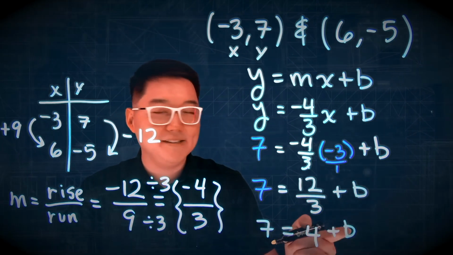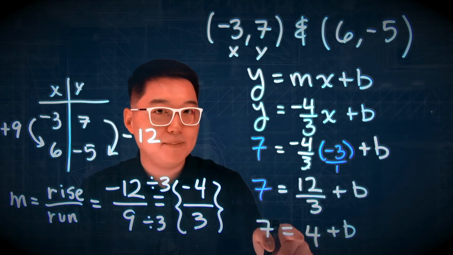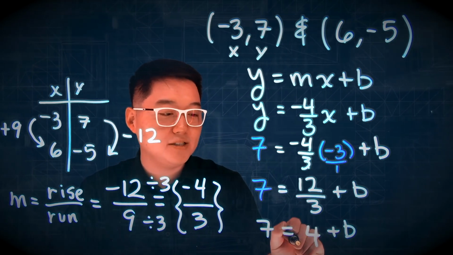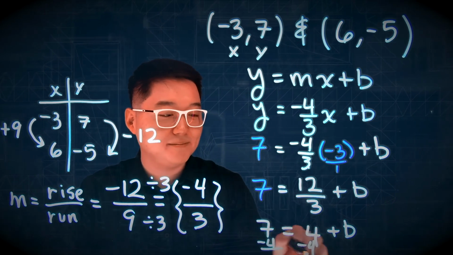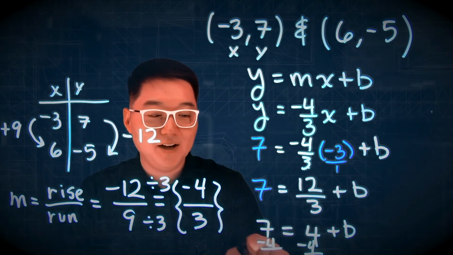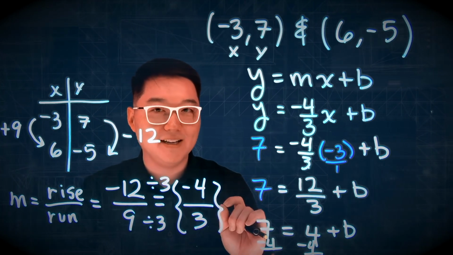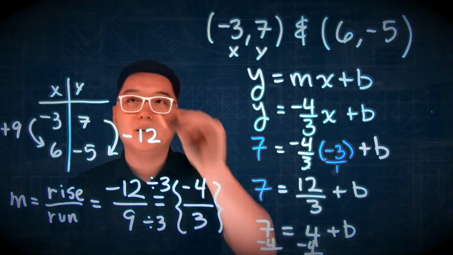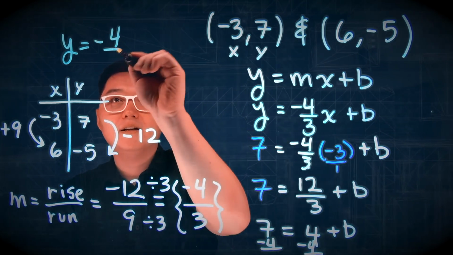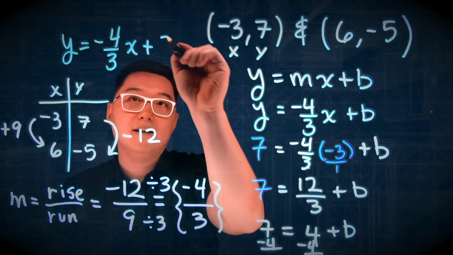So what do we do to isolate b? To get b by itself, all you have to do is do the opposite of a positive 4 to get b alone. To get rid of 4, we just subtract 4 on both sides. So what do we get here? B must be the value of 3. 7 minus 4 gives us 3. So what is our equation? We have y equals the slope, which is -4/3, x plus the value of 3 in the beginning.